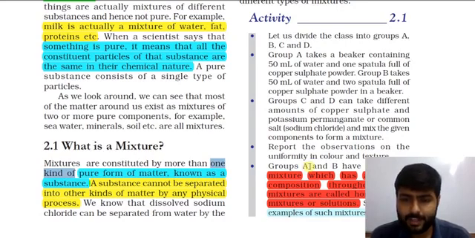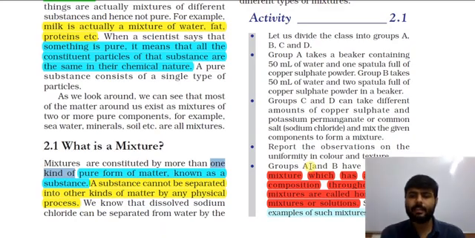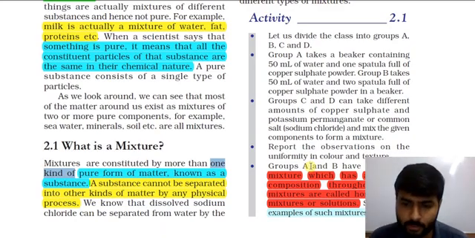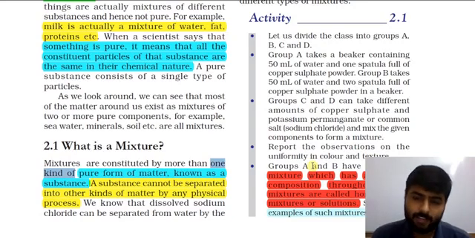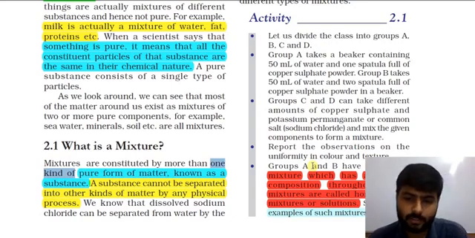Group C and D can take a different amount of copper sulfate and potassium permanganate, or common salt called sodium chloride, and mix the given components to form a mixture. Now group C and D can also take the same amount or a different amount of copper sulfate. C and D will take different amounts of copper sulfate and potassium permanganate.